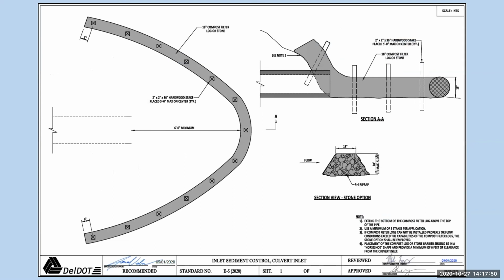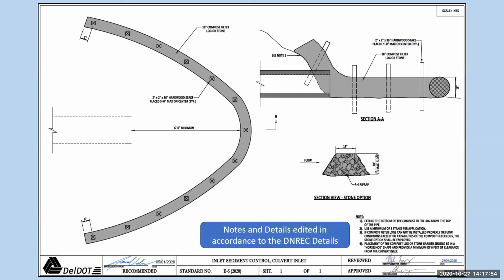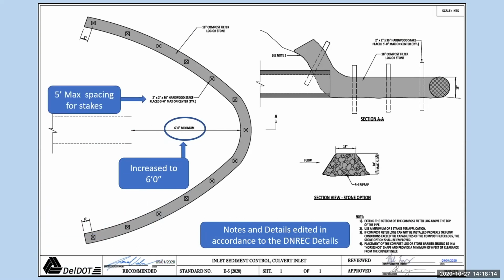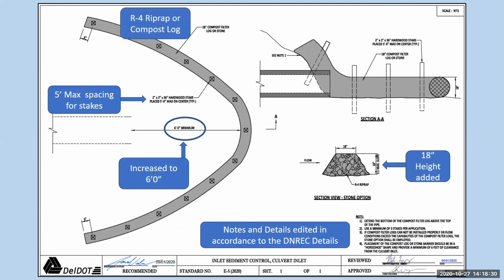Here is notes and details edited in accordance with the DelDOT details. Increased minimum distance to 6 foot on the compost filter log or stone. And 5 foot maximum spacing for the stakes added in. Also 18-inch height added to the detail as well. And this can be either R4 riprap or a compost log.